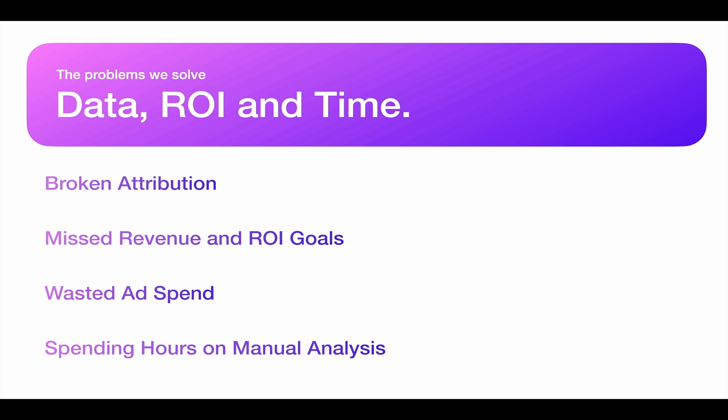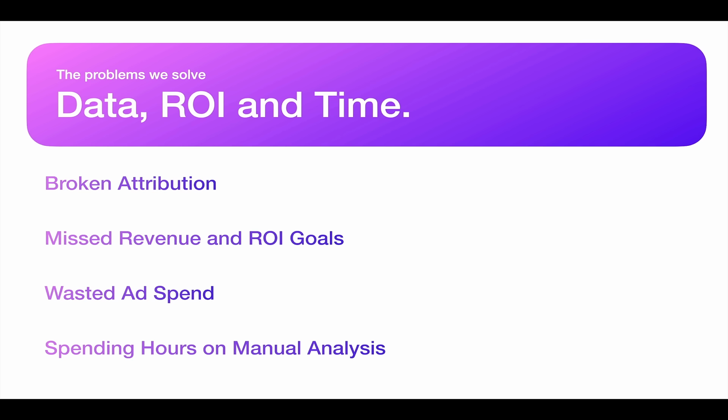So first of all, the problems that we're solving. So data, ROI, and time. So first of all, broken attribution. So ever since the iOS 14 updates, which many of you have experienced if you have a Shopify brand and you run a Shopify store, the tracking attribution has been severely broken. And what's going on is you're not able to know with certainty which ads actually led to purchases. So in order to scale, it just becomes super important to know that. So we're actually going to fix attribution here for you today.